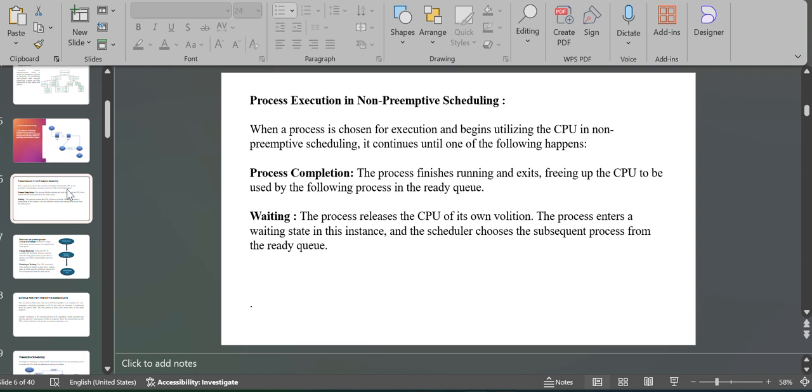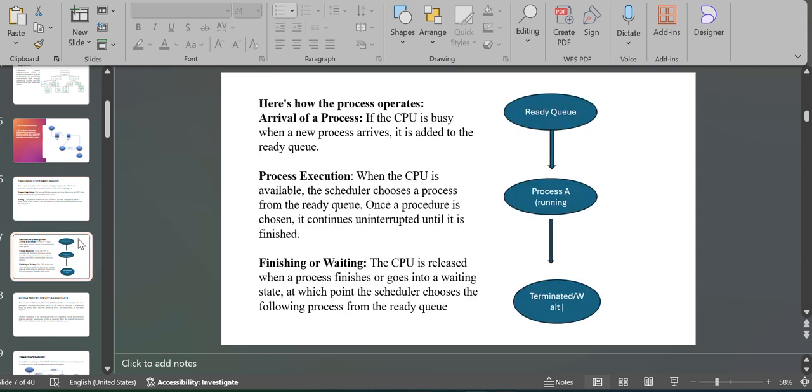First one is process completion. The process finishes running and exits, freeing up the CPU to be used by the following process in the ready queue. Wait: the process releases the CPU of its own volition. The process enters a waiting state, and the scheduler chooses the subsequent process from the ready queue. And here is how the process operates.